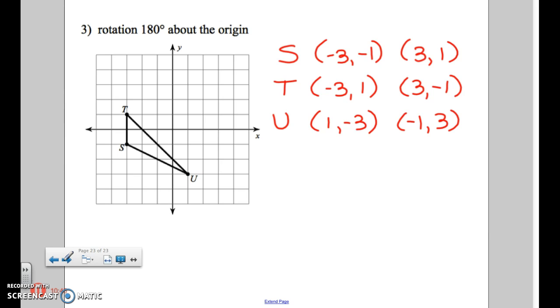It would be like spinning this picture halfway around to where the U is not sitting in the first quadrant, but sitting now in the second. The S would move through the fourth to the first quadrant, and the T will move from the third to the fourth quadrant. So this one's a little unique in that all of them are in different quadrants, but the good shortcut is don't flip X and Y, just change your signs.